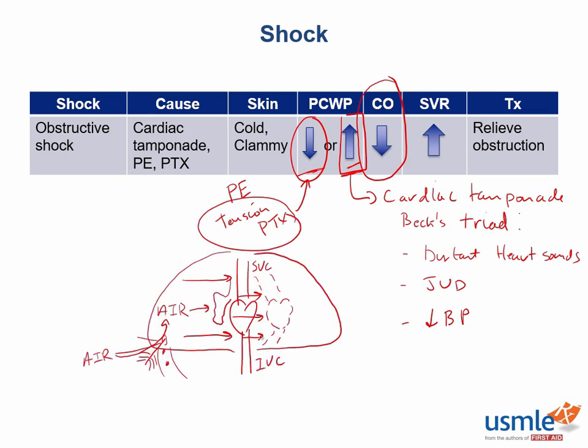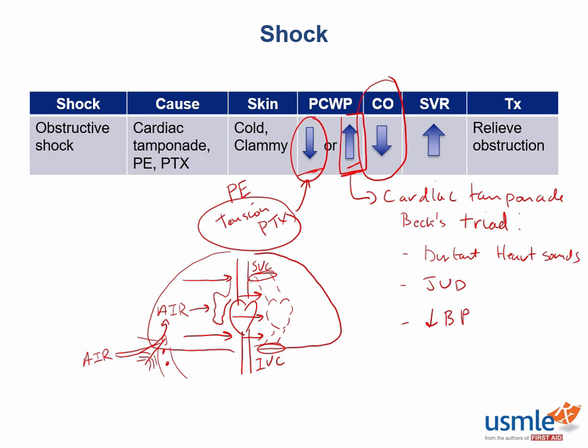So how exactly does this happen in a tension pneumothorax? Well, as you know, in a tension pneumothorax, air goes into the chest. And this is going to push the mediastinum as well as its structures to the opposite side of the chest. This is then going to kink off the superior vena cava as well as the inferior vena cava, which are returning blood to the right side of the heart. This in turn will result in the decreased preload or the decreased pulmonary capillary wedge pressure we talked about earlier.